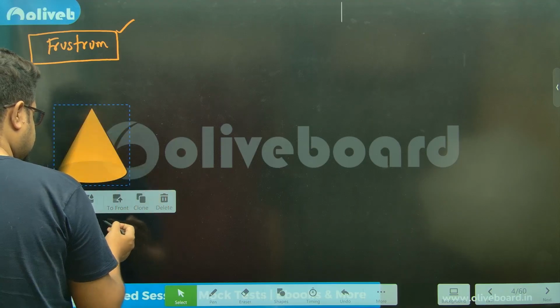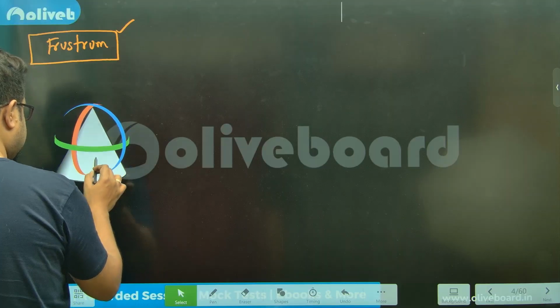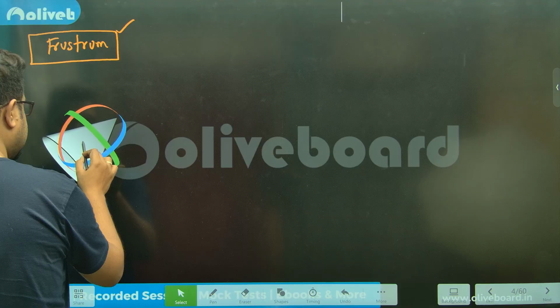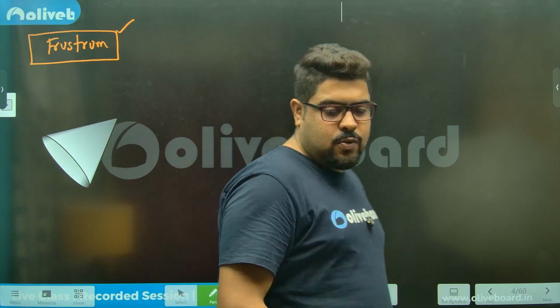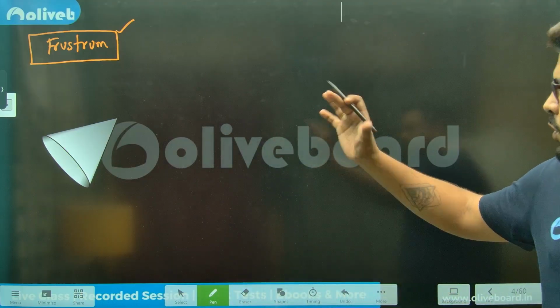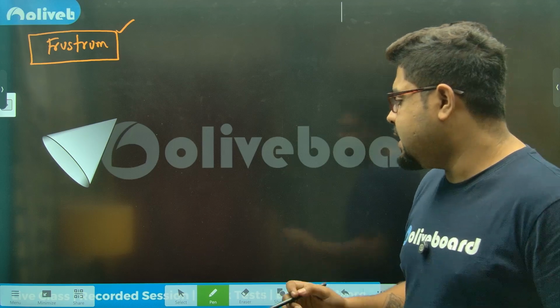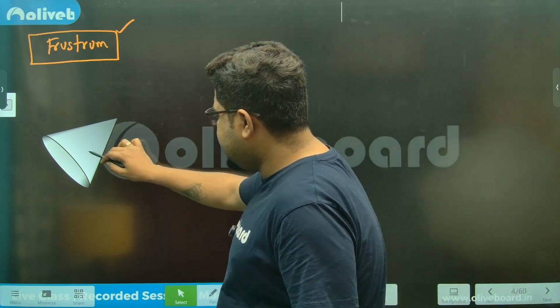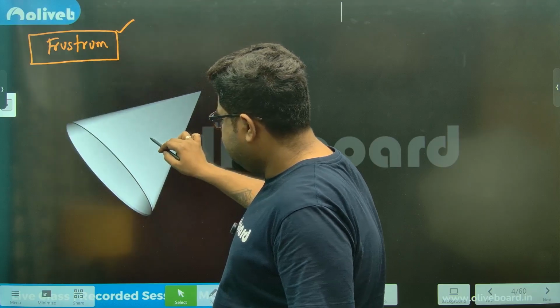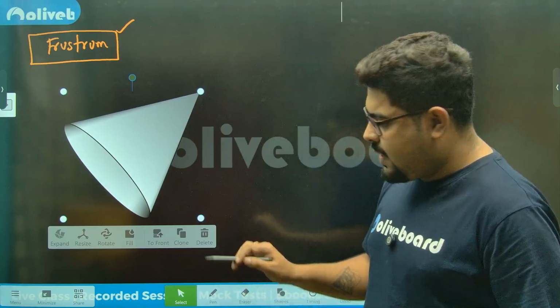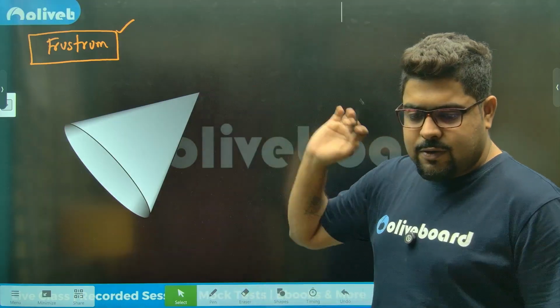This is how it looks. The cone. This is how the cone looks. I've just rotated it so that everybody can understand and see this.